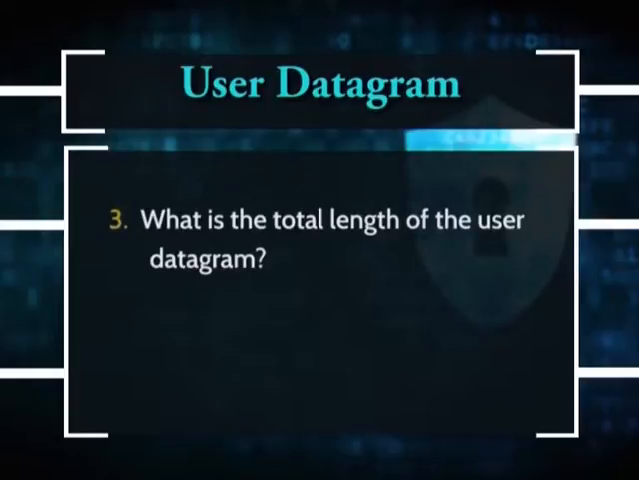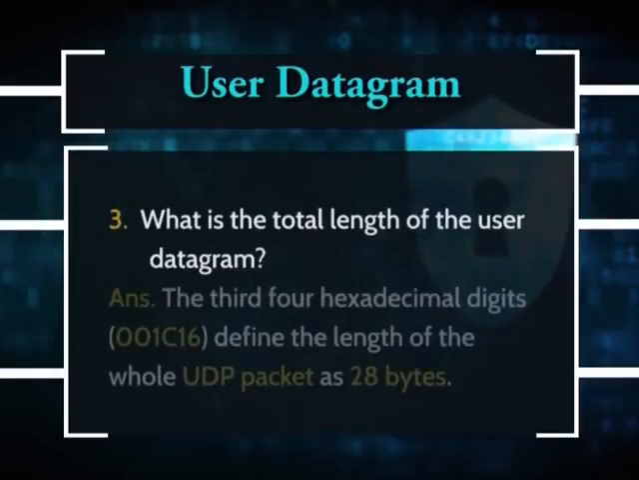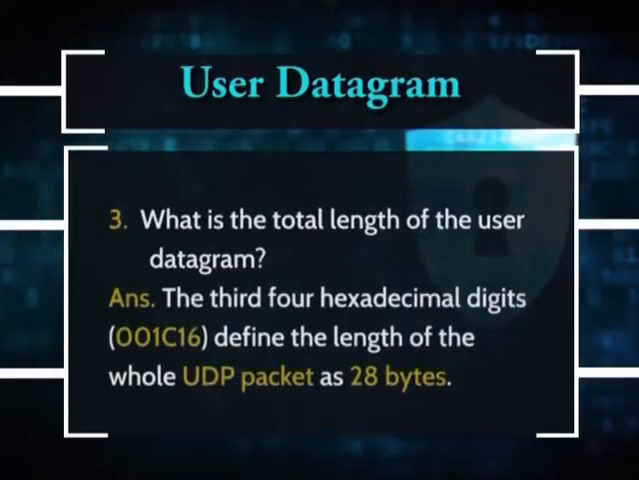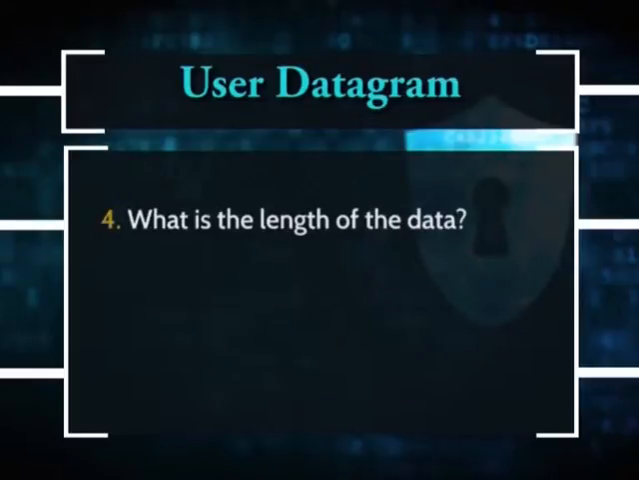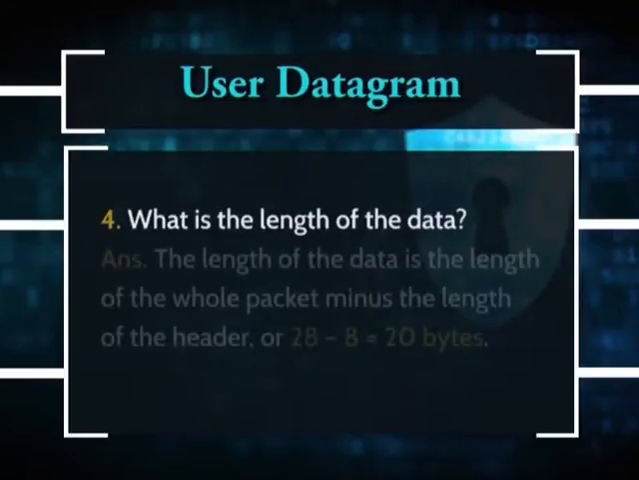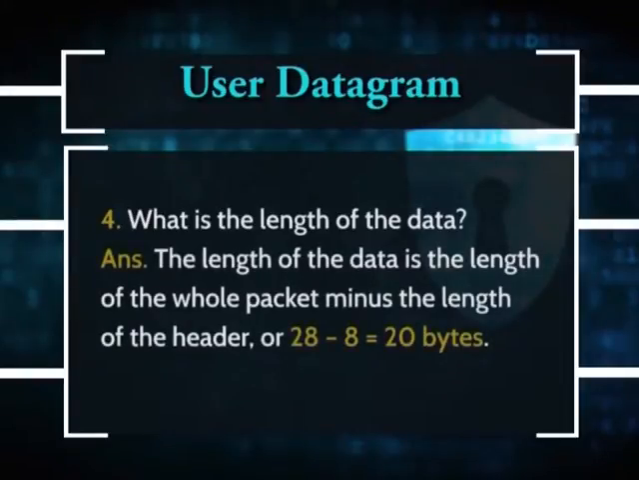Next question, what is the total length of the user datagram? The third 4 hexadecimal digits, 001C, define the length of the whole UDP packet as 28 bytes. Next question, what is the length of data? The length of the data is the length of the whole packet minus the length of the header, that means 28 minus 8 equals 20 bytes.